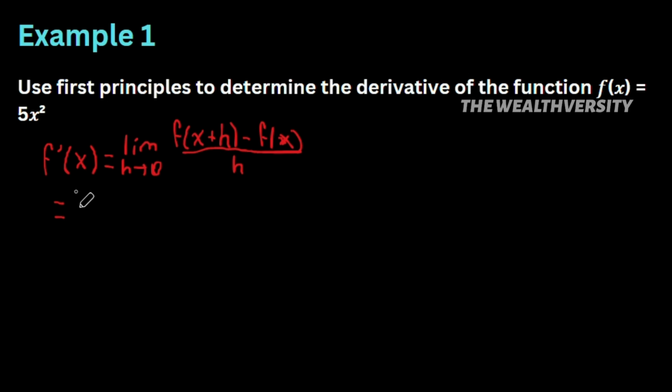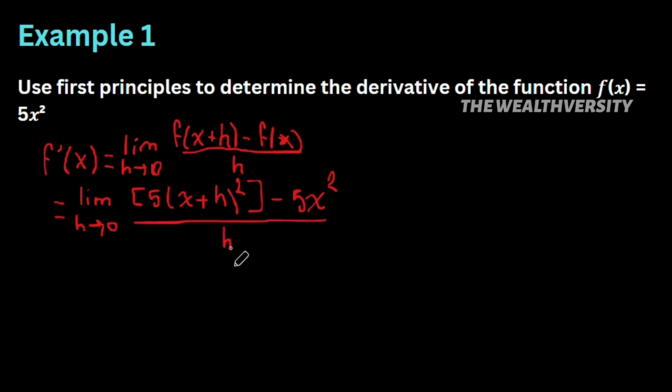Next, let's sub 5x squared into the first principles equation. We get 5 times x plus h squared, minus 5x squared, divided by h. Always keep the limit notation before the equation. We only get rid of it when we sub 0 in for h at the very end. Next, we have to simplify this equation.